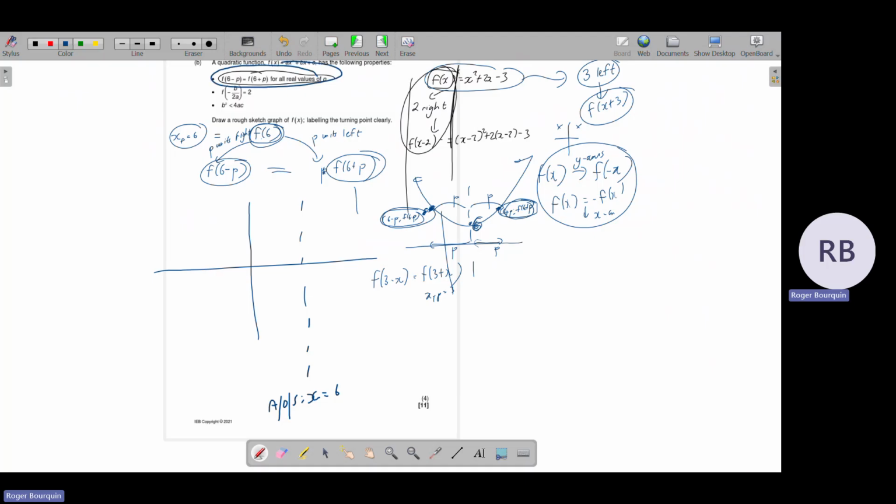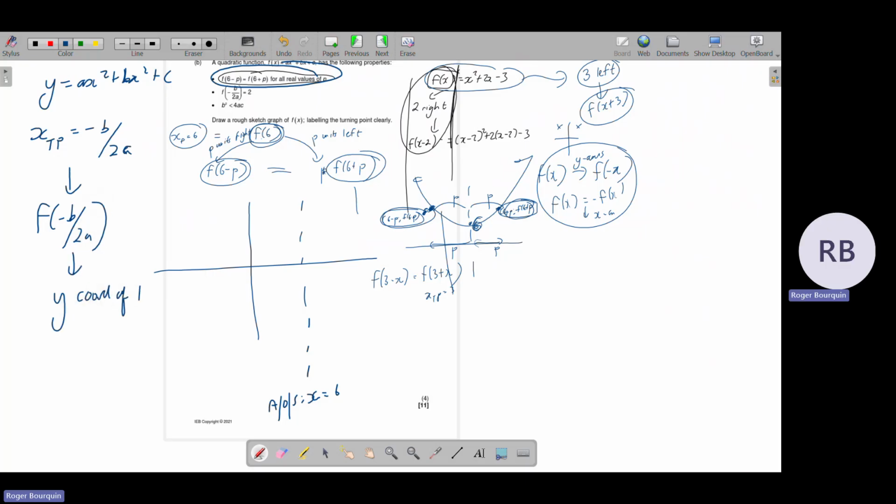The next bit of information: this negative b over 2a. That gives you, if you've got a parabola of the form y equals ax squared plus bx plus c, the formula for the x coordinate of the turning point, negative b over 2a. So what does f of negative b over 2a give us? It gives us the y coordinate of the turning point. Does that make sense?